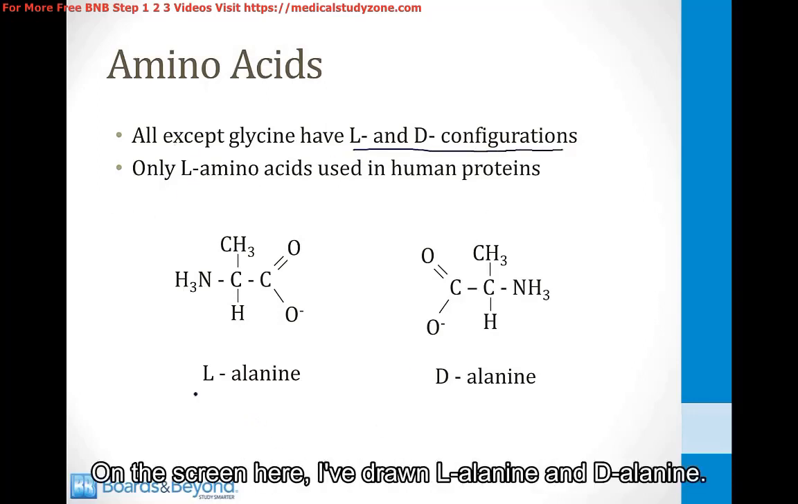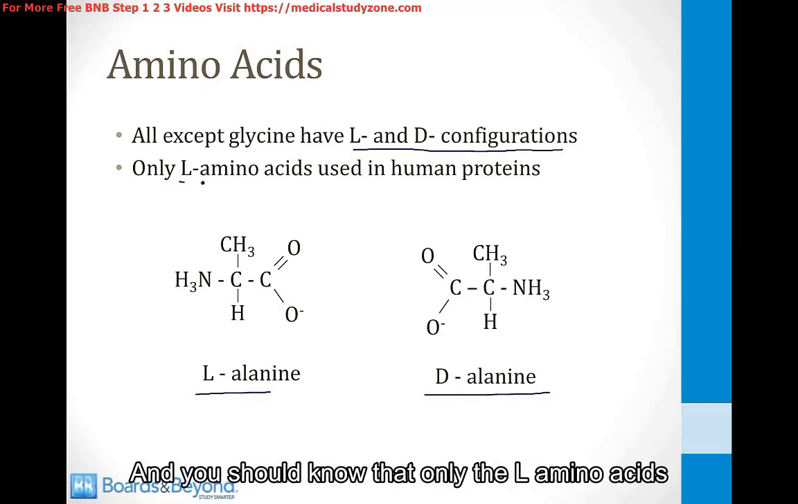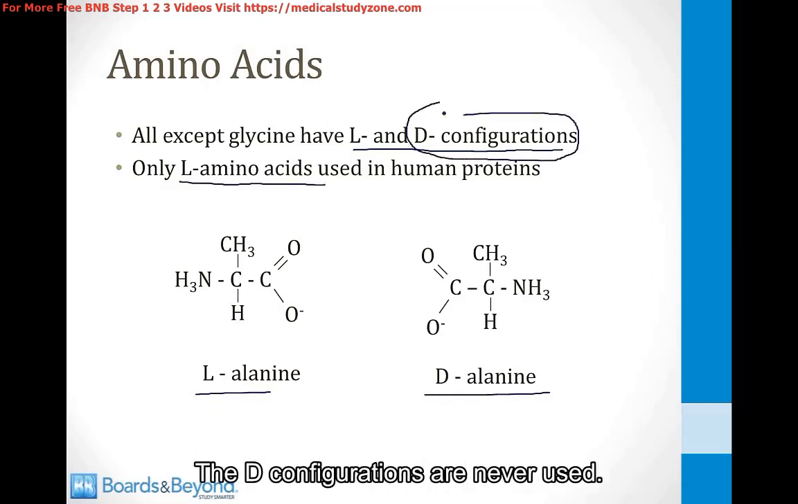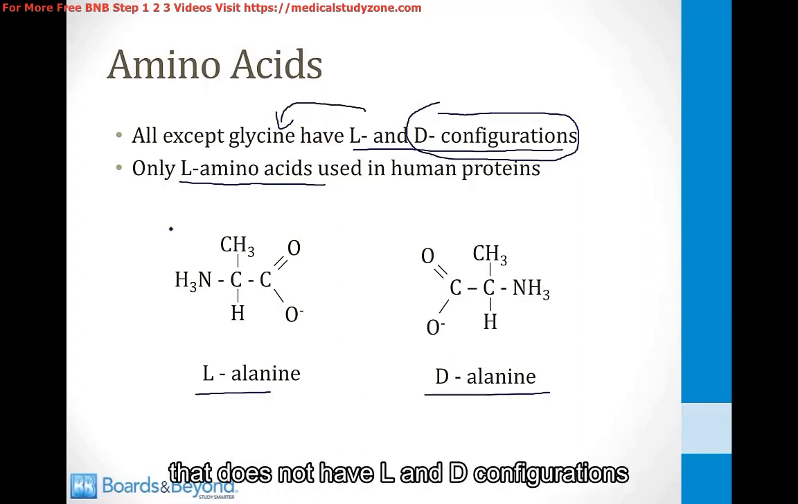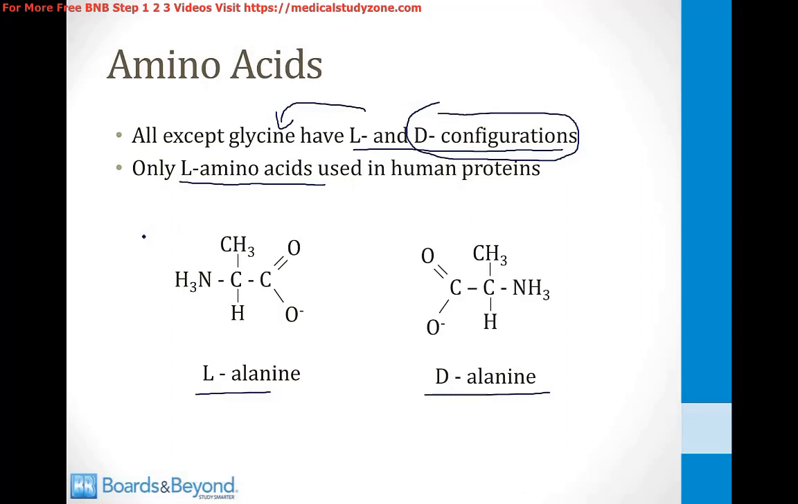On the screen here, I've drawn L-alanine and D-alanine. They are mirror images of one another. These are called enantiomers. And you should know that only the L amino acids are used in human proteins. The D configurations are never used. And glycine is the only amino acid that does not have L and D configurations because its structure is so simple that you can't make a form of it that is a mirror image of another form. That is not true for all the other amino acids.